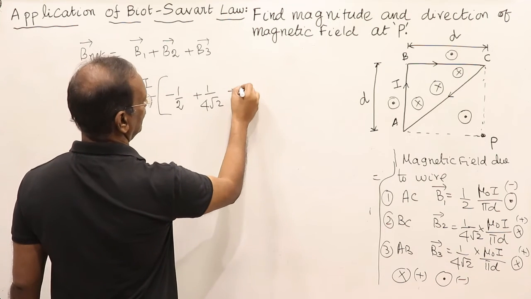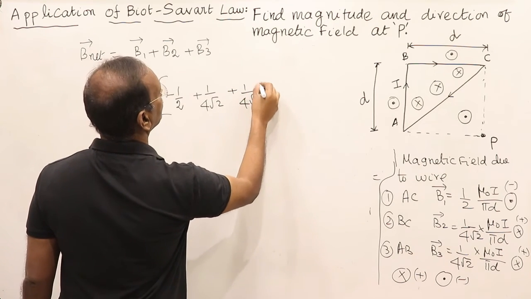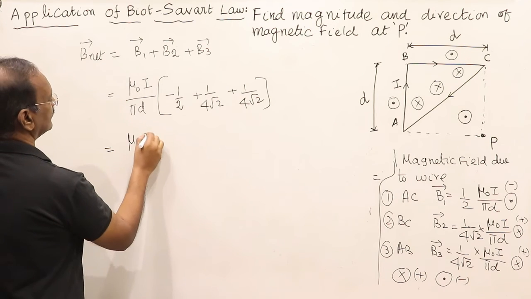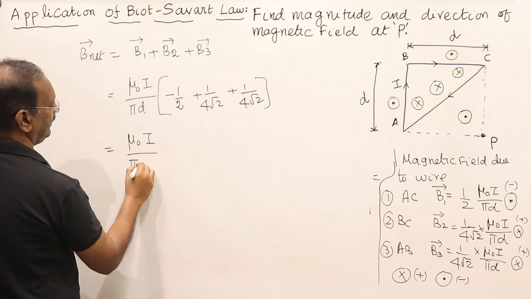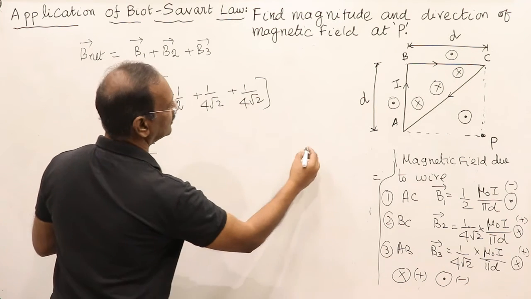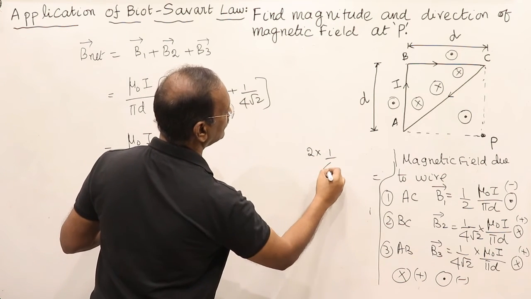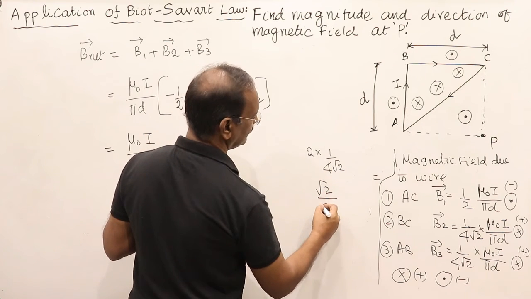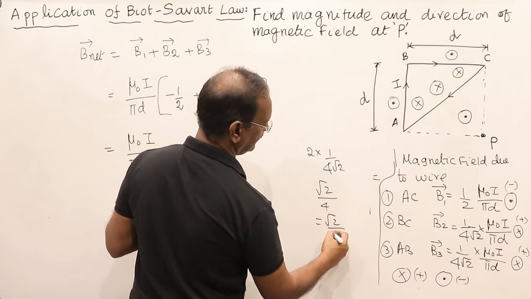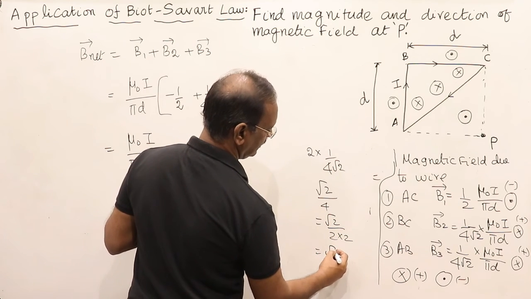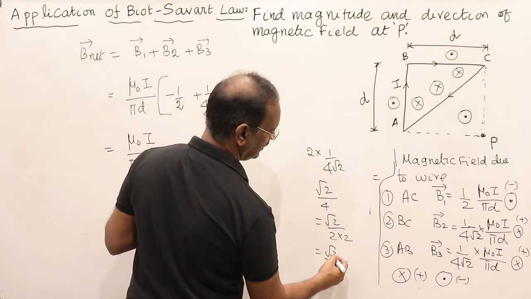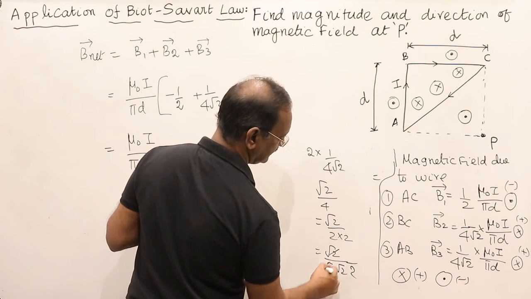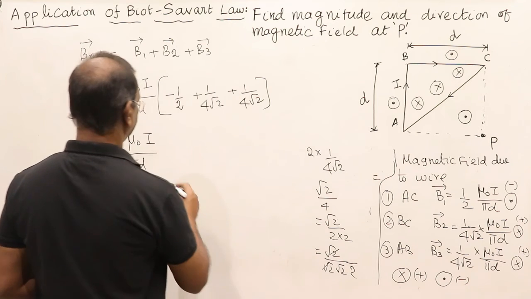And the next one also, 1 by 4 root 2 is equal to mu naught I divided by pi d. So 2 into 1 by 4 root 2 becomes root 2 by 4, which is root 2 by 2 into 2. Root 2 into root 2, one root 2 will get cancelled, and this 2 gets cancelled.